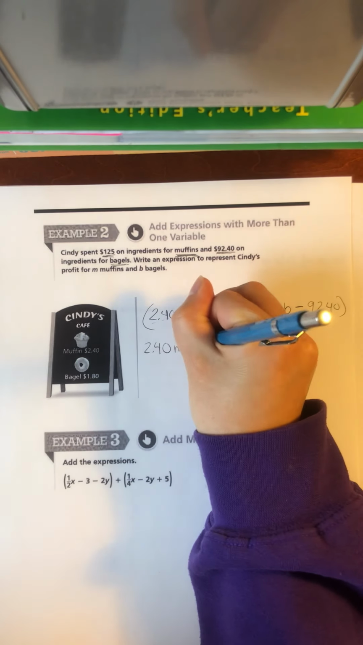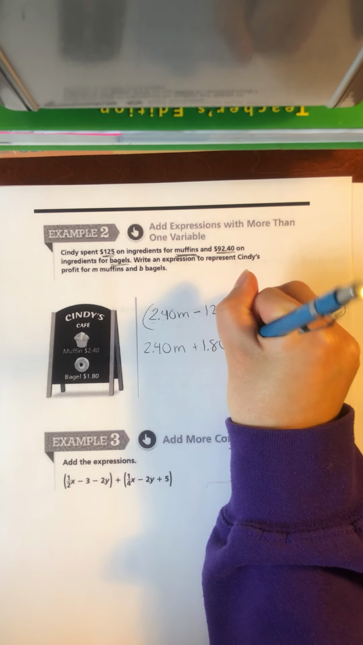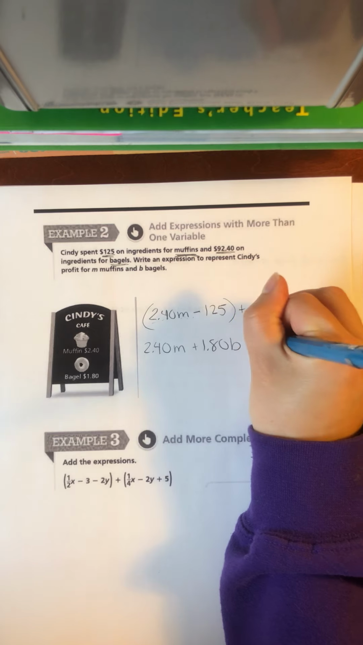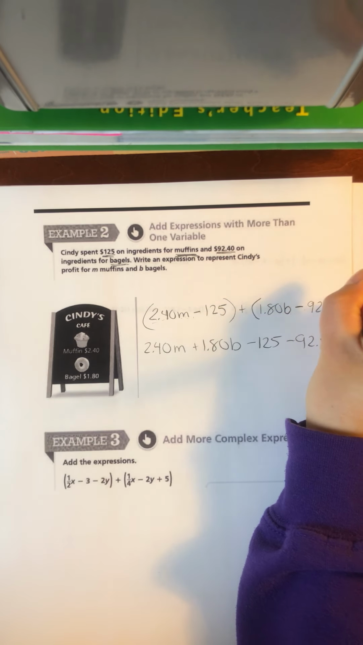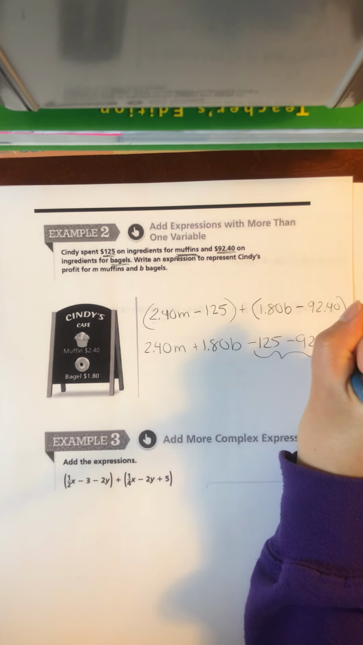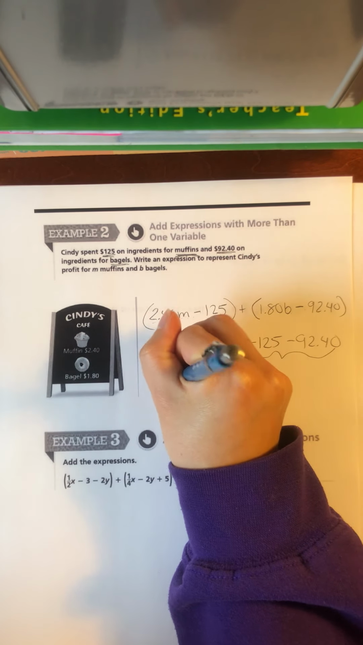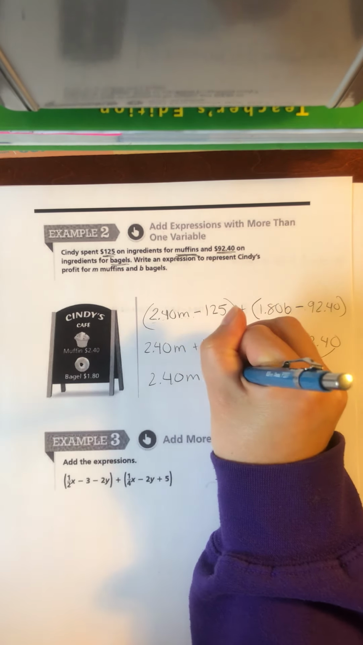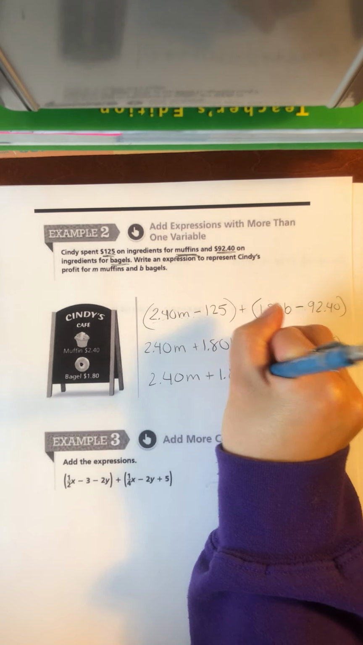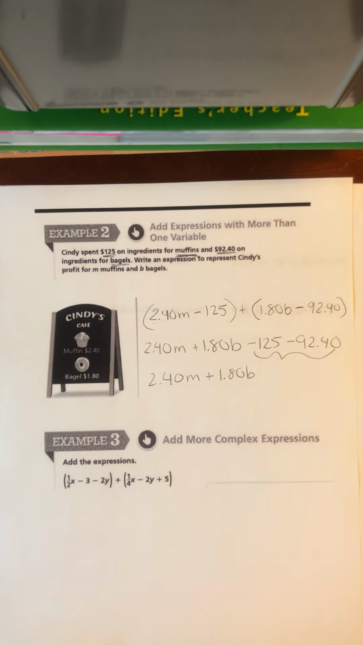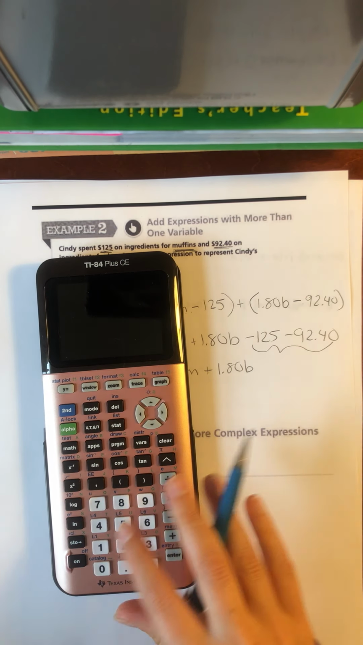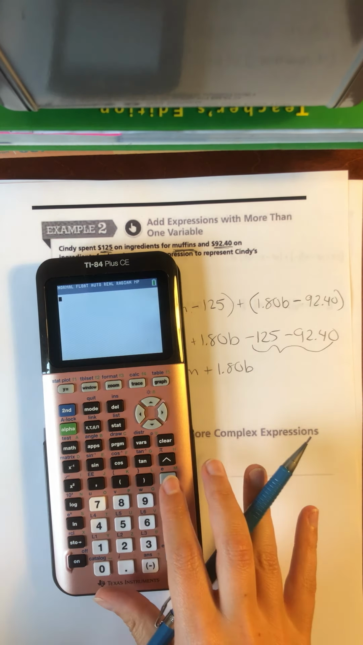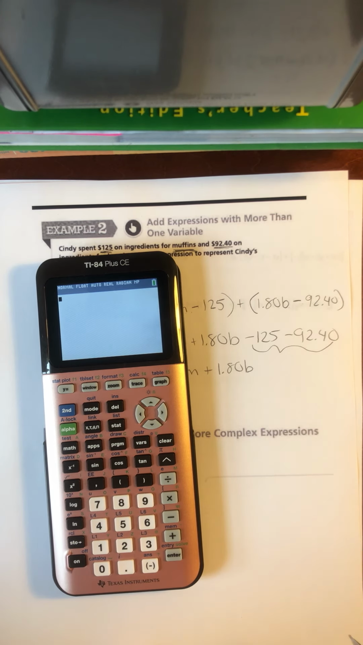So we have 2.40M plus 1.80B. Then we have minus 125 and minus $92.40. So these like terms we can combine. Those are our constants. So 2.40M plus 1.80B, 125 minus 92.40, and some of you are still having trouble with adding and subtracting negative numbers. So if you are, try to think about what the answer is yourself, but then check it in your calculator.